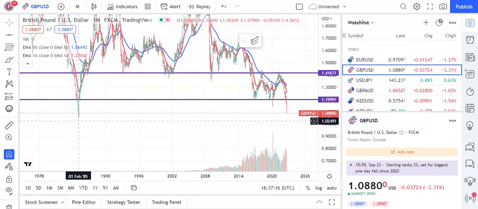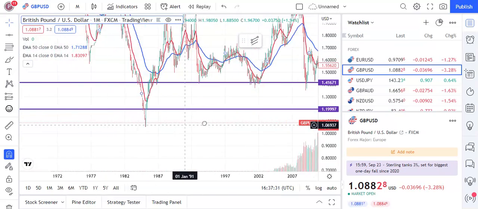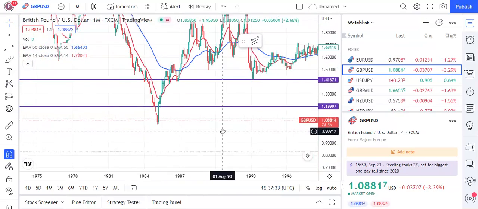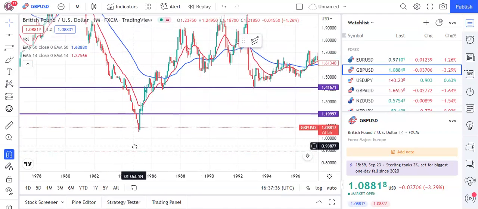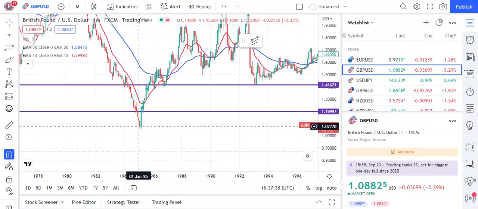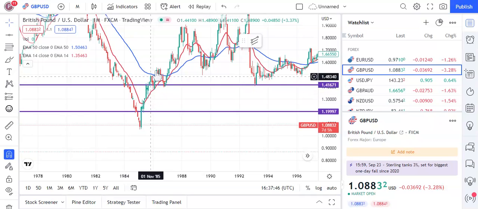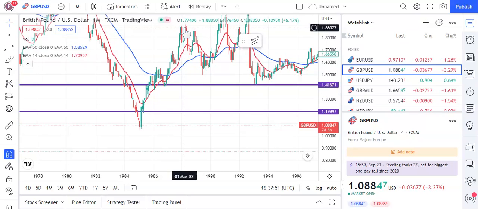If you take a look, this happened on the 1st of April 1985. Price got to this area and went back up. Let me enlarge it a little. You can see price got to this area and went back up. Came back to this area of resistance, broke it, found support back, went back up again, found resistance, came back and found support, then continued going up.